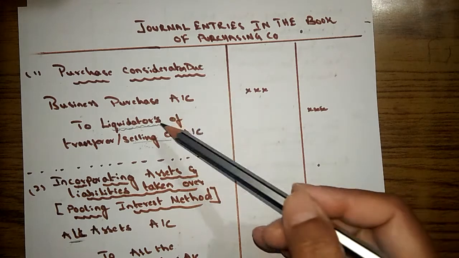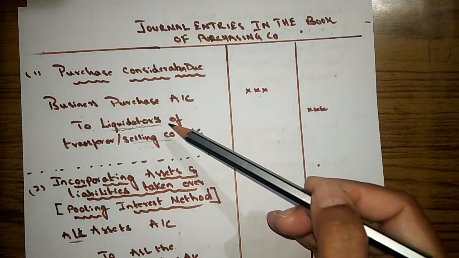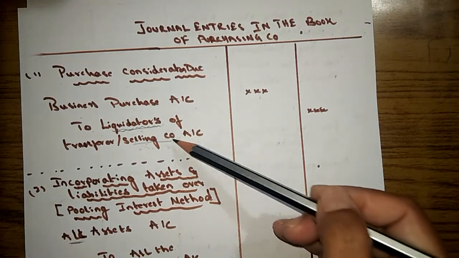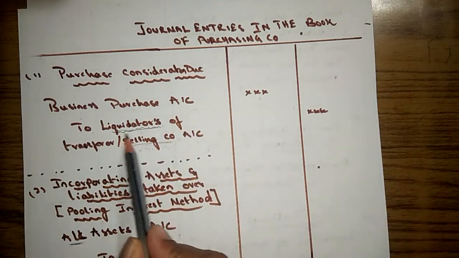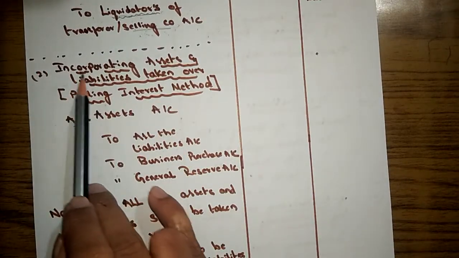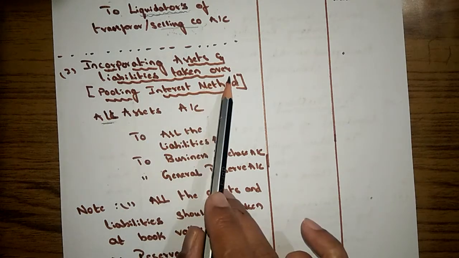Whatever is due in the form of purchase consideration, ultimately the purchasing company is going to settle that amount to the liquidator of selling company, because he is a representative of selling company. So the second entry, incorporating assets and liabilities taken over.